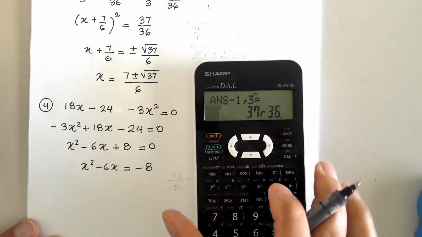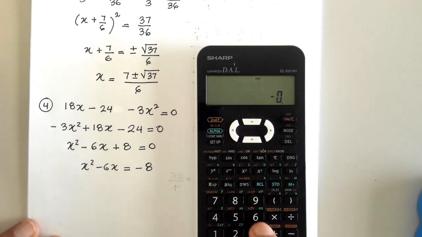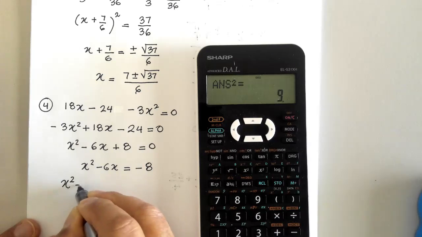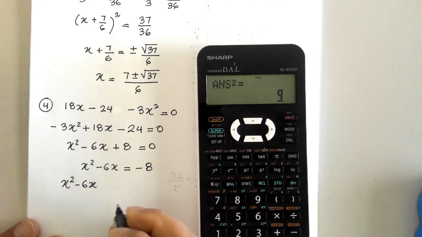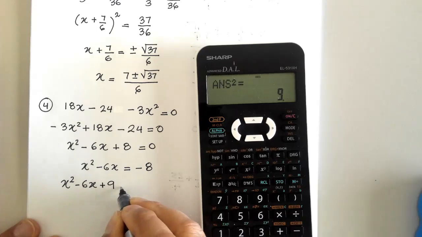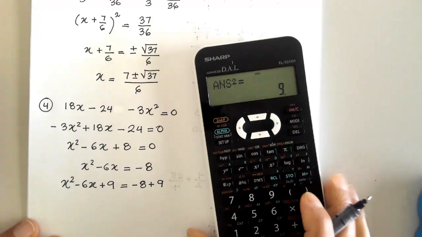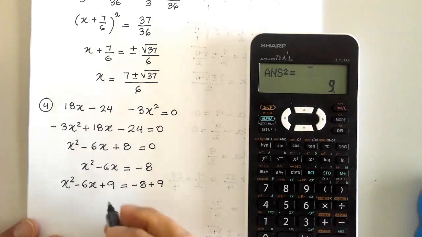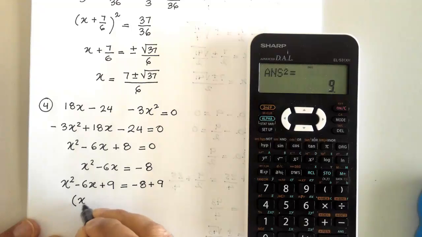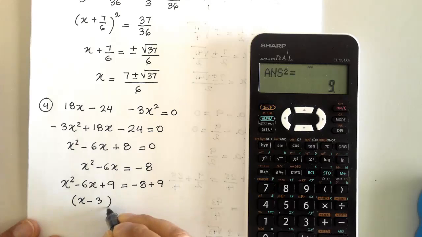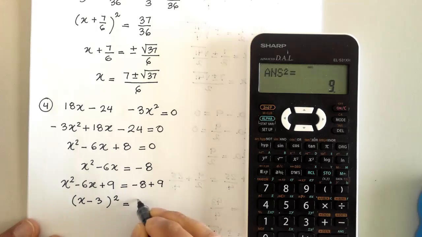Okay, let's see in here. So we do negative 6 divided by 2 equal, and then square equal, so it's positive 9. Okay, so that is the number that we're going to be adding. So that was the missing term for this trinomial. Okay, and then we're going to put negative 8 plus 9. Okay, and this is now a perfect square, so it's x minus 6 divided by 2, 3, and then on this side we have 1.